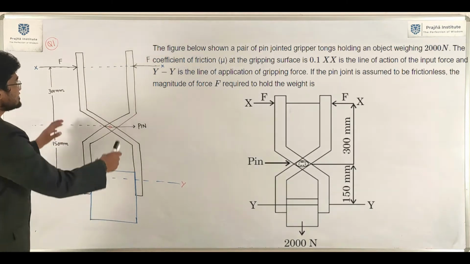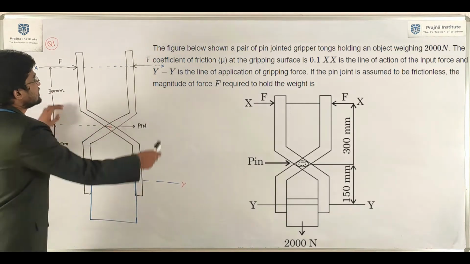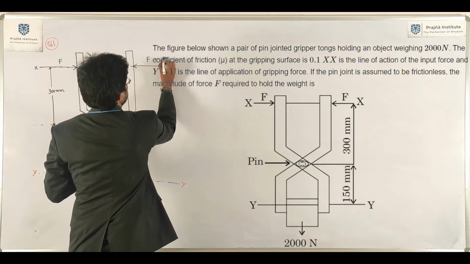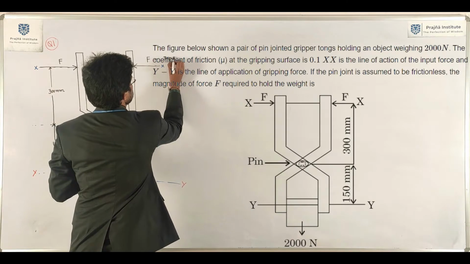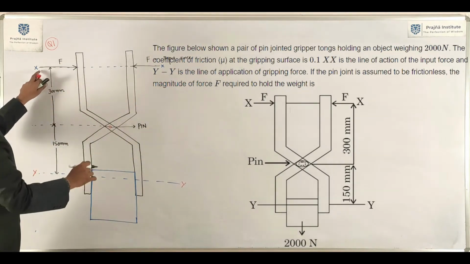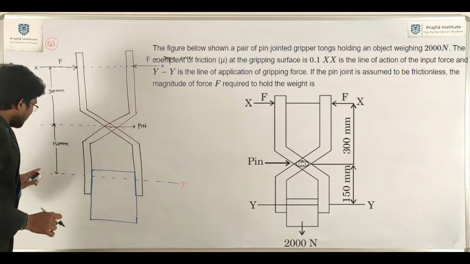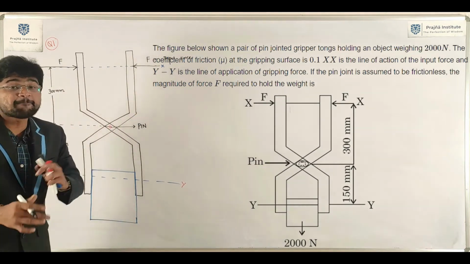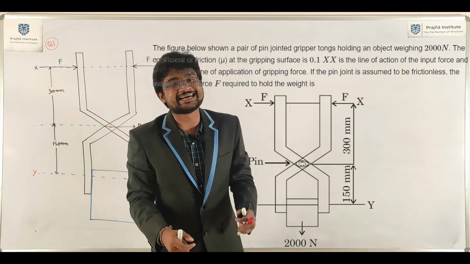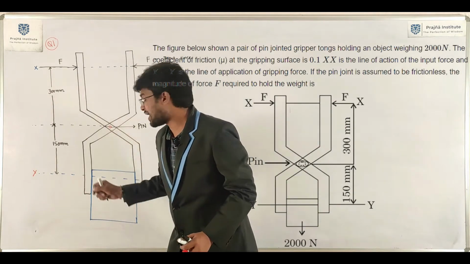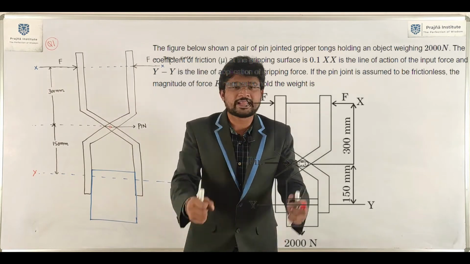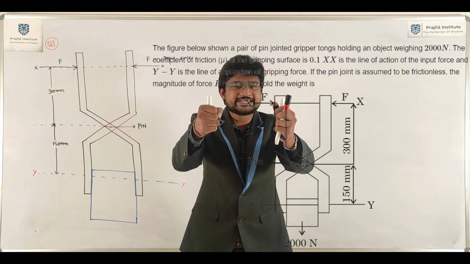Here this is a gripper. F equals the input force. The line of action of the input force is XX, the line of action of the gripping force is YY. By using these two grippers, you are trying to hold the object like this.